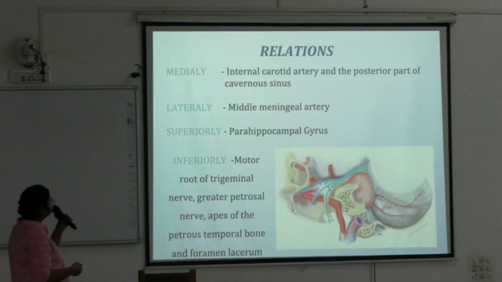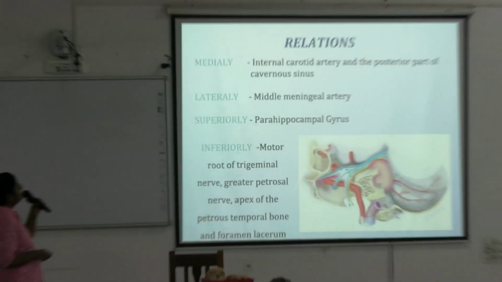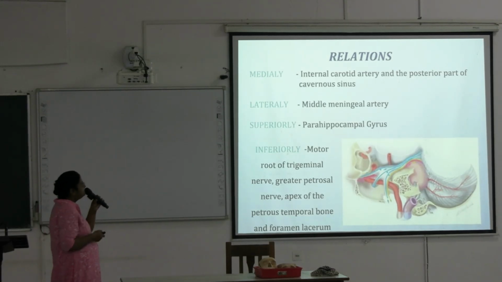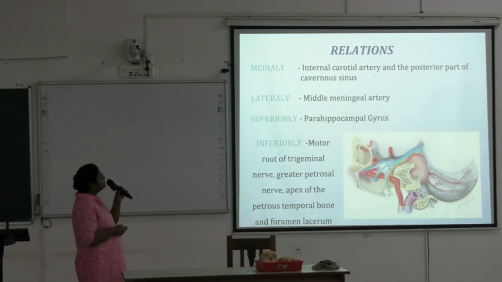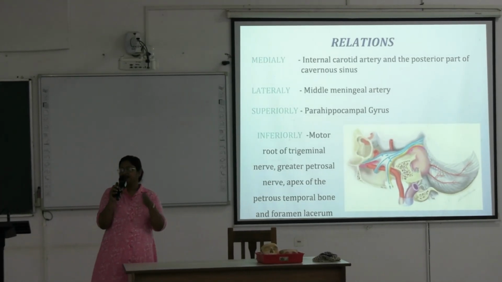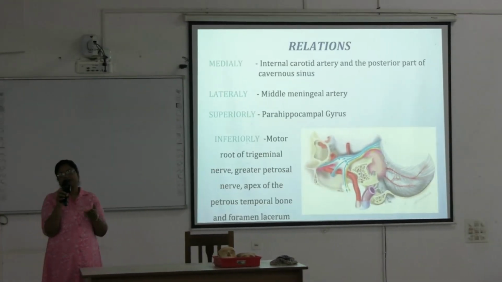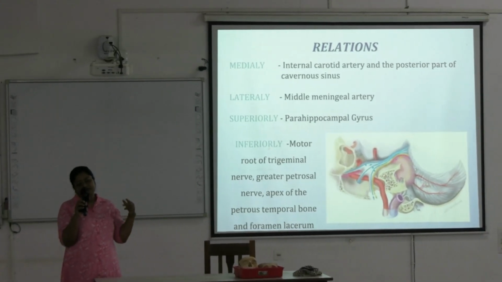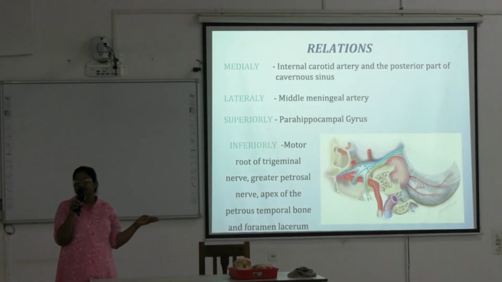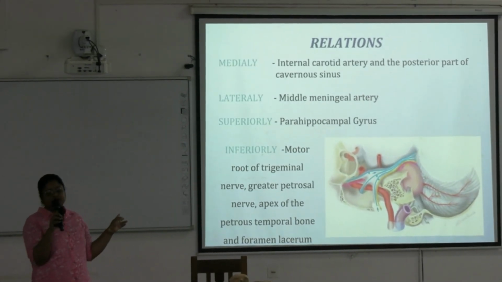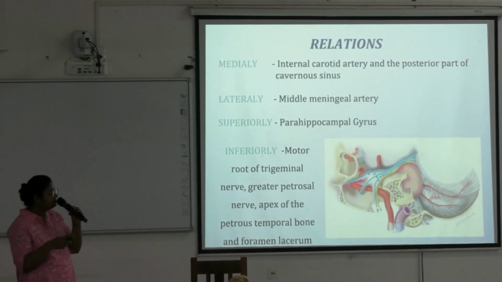Next, these are the relations of this trigeminal nerve, its different divisions. So internal carotid artery, you have seen the ophthalmic and maxillary division lying in the lateral wall of the cavernous sinus. Okay, so it will be related to the third, fourth cranial nerve, internal carotid artery, which are contents of the cavernous sinus. All those will be closely related to these nerves.